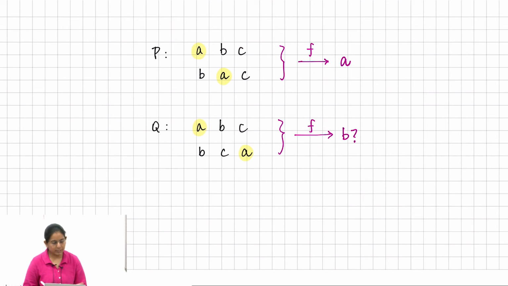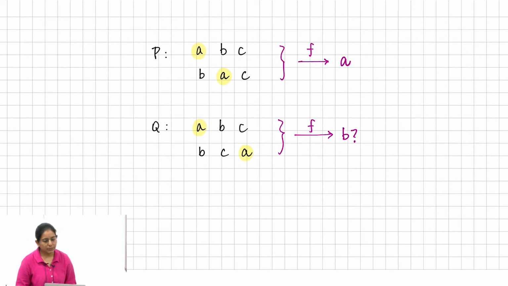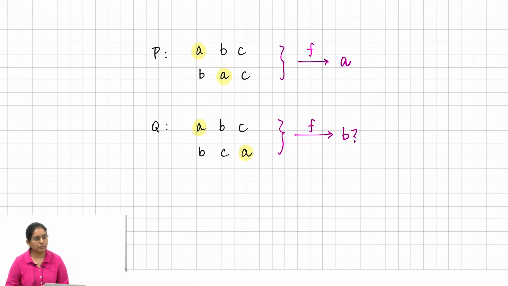So again we know that it's between A and B, but in the previous profile the mechanism outputs A. So in this new profile, can it output B? So remember that the mechanism is strategy proof. So do you see a contradiction based on that?